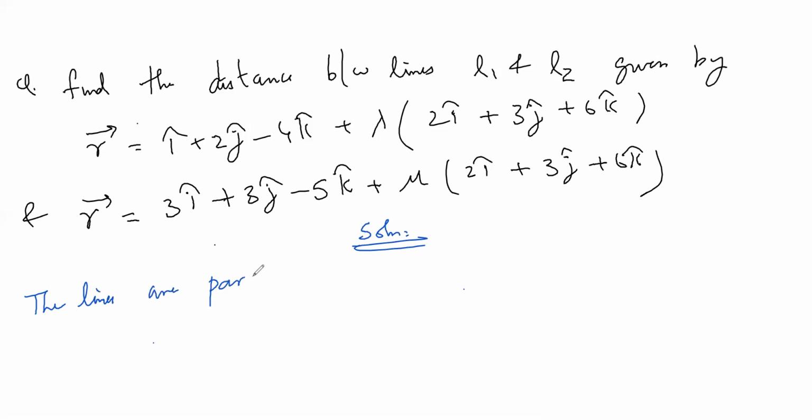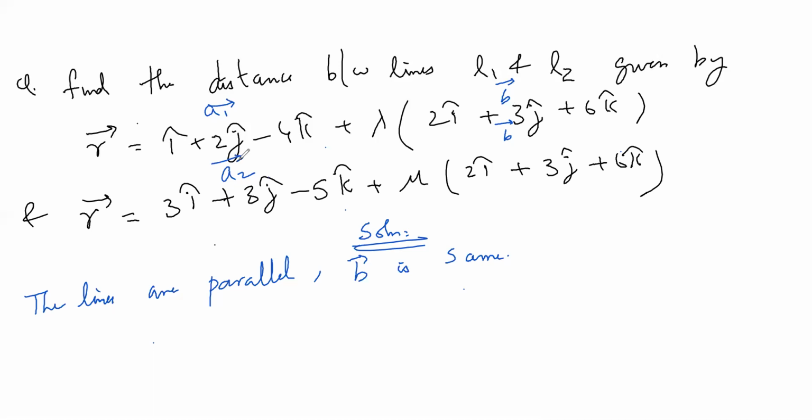The lines are parallel because the b vector is the same. A1 and a2 are these values, and vector b is the same.